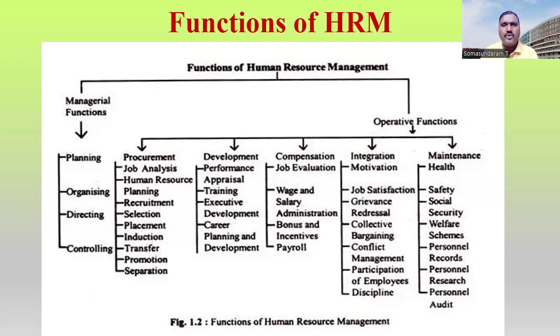Here, I'm going to talk about how human resource management functions effectively in organizations in different ways. There are two major functions, a managerial function and an operative function. Under each function, there are various kinds of activities or processes carried out by the HR department in every organization. We will discuss them one by one.